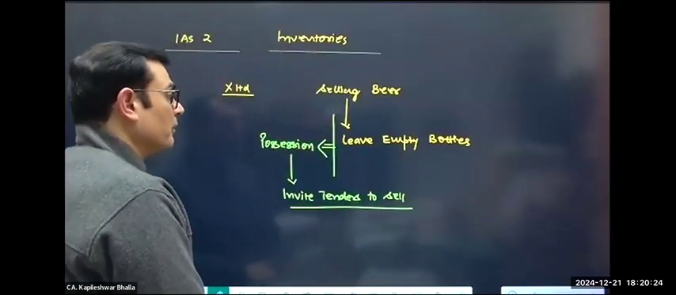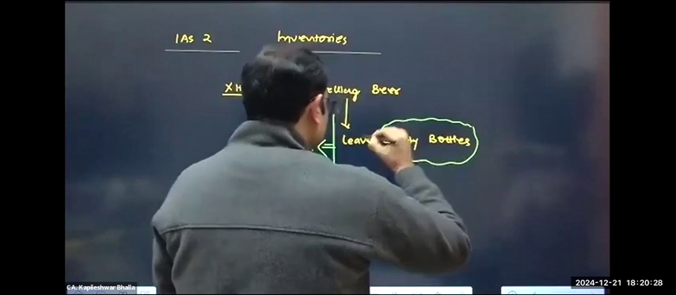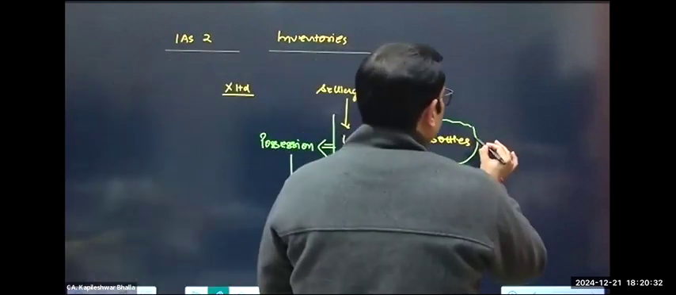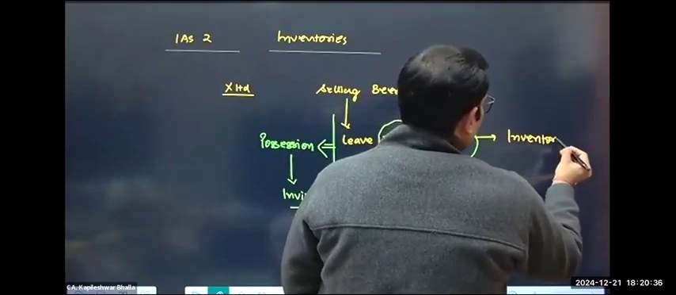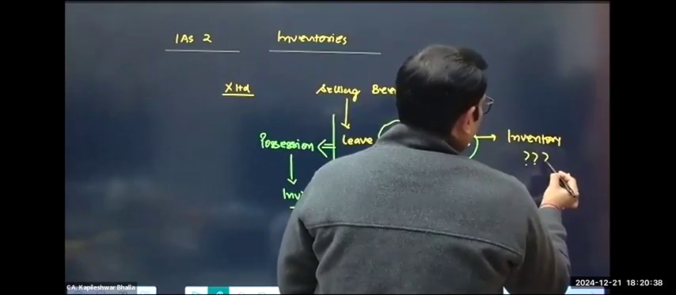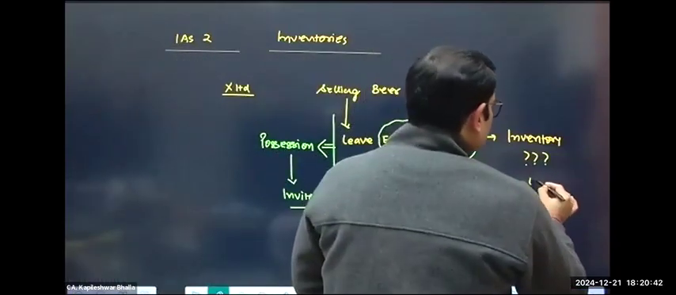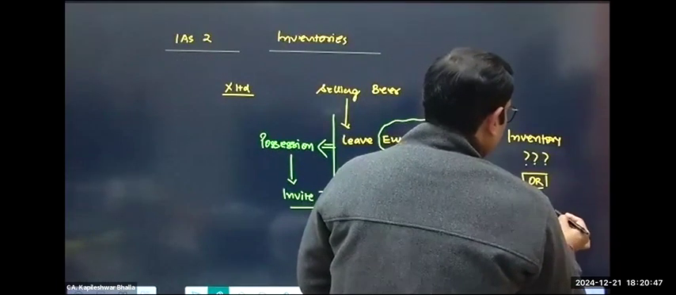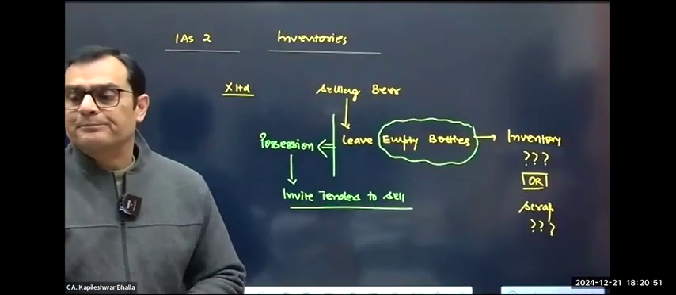Now my question is fairly simple: as far as these empty bottles are concerned, do we consider them as inventory? Do we call them inventory or not? Should I bring them under the purview of inventory, or should I say that it is supposed to be scrap? So do we consider it as inventory or as scrap?